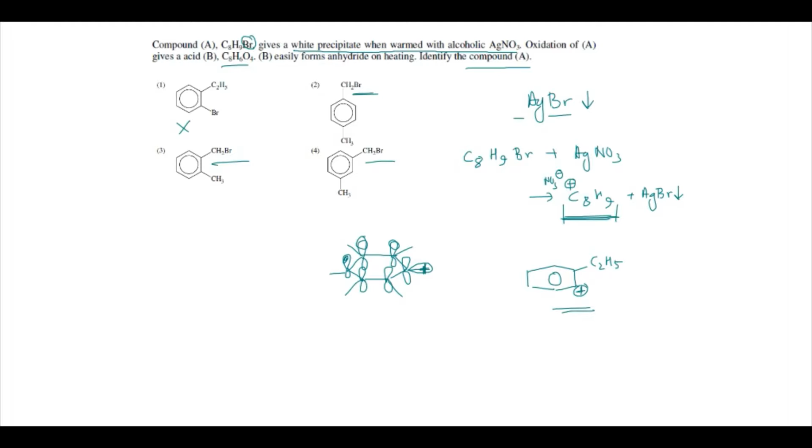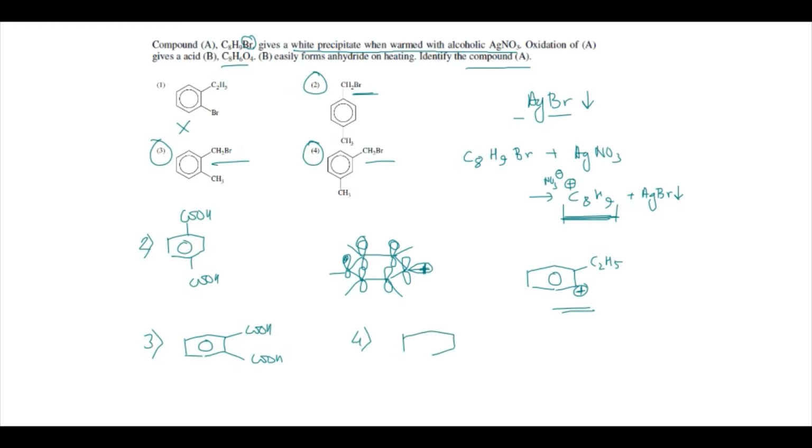Now, oxidation of A gives the acid B, and acid B easily forms an anhydride. So, oxidation of these 3 compounds, I mean 2, 3 and 4, will obviously give a dioic acid. Dioic acid means all the 3 compounds will form an acid like this. So, 2 will form an acid after oxidation, which will be like this. 3 will form an acid like this. 4 will form a dioic acid like this.